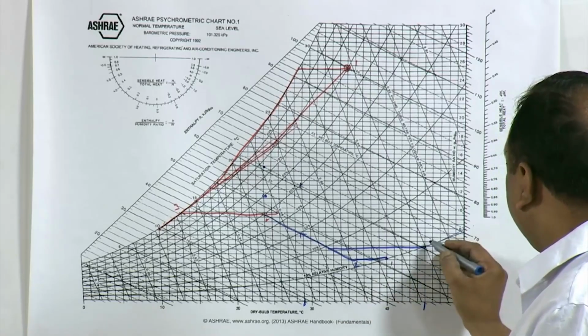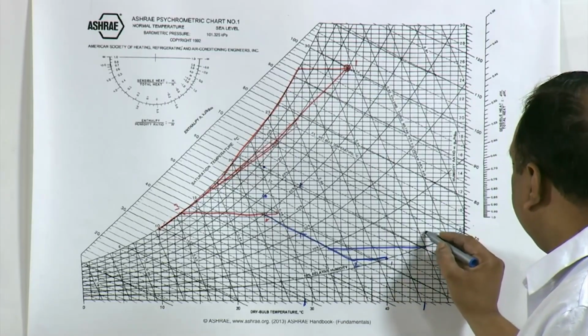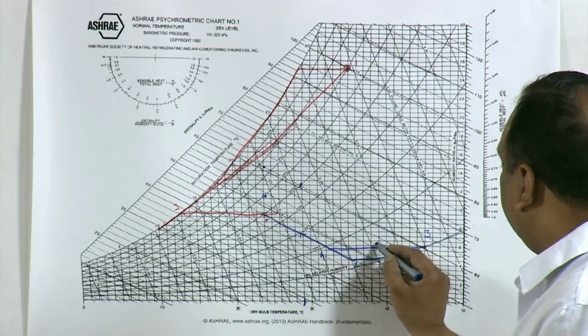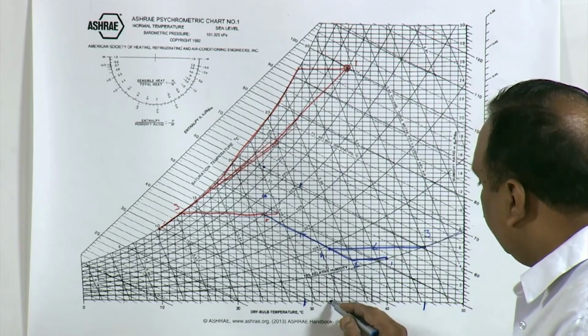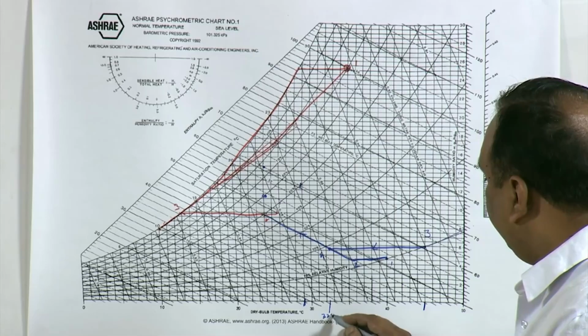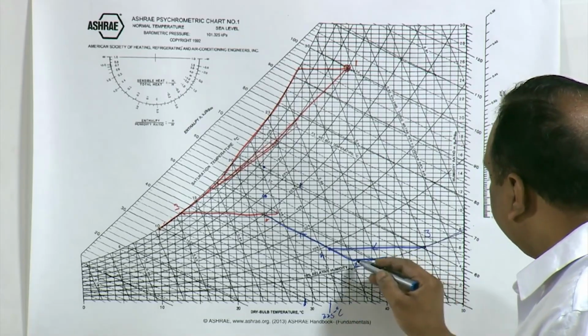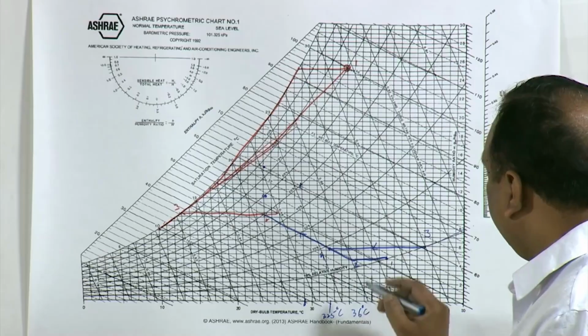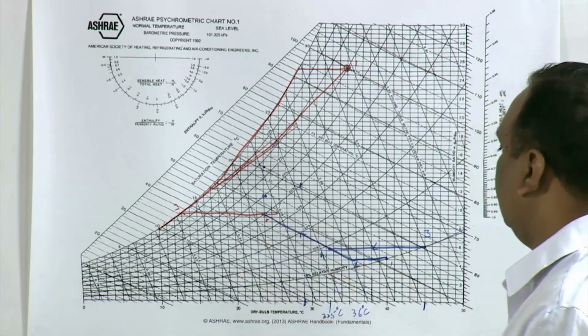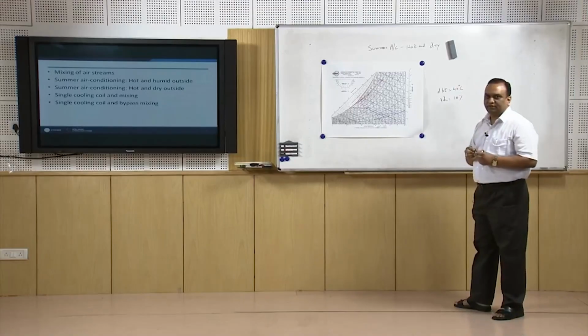This is, let us say, 0.3 and this is 0.4. Sensible cooling will be done up to this point, up to this temperature, 32.5 degrees centigrade. Here the sensible cooling was done from 36 degrees centigrade, and then evaporative cooling shall be done.